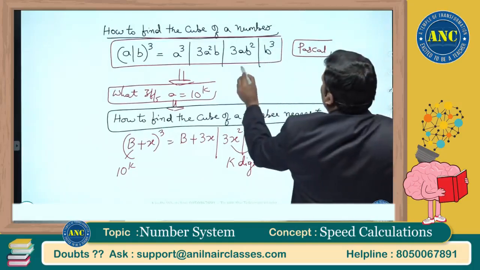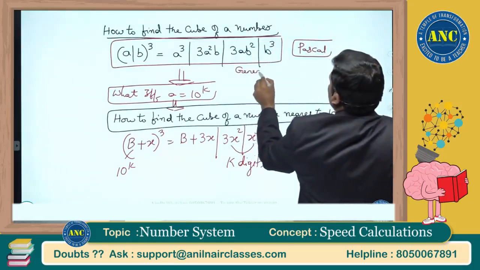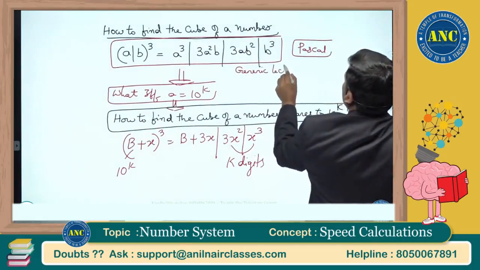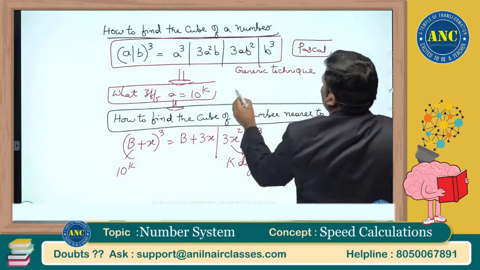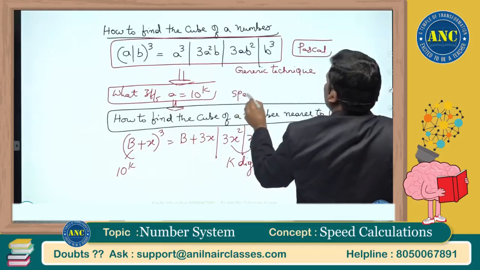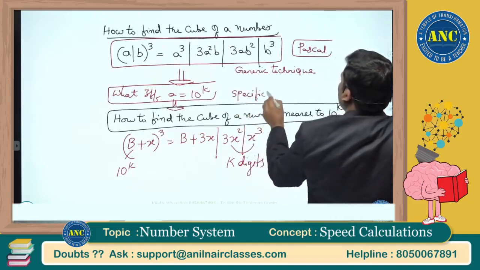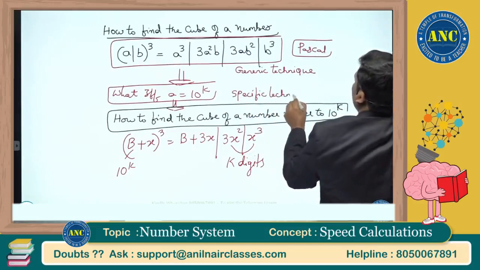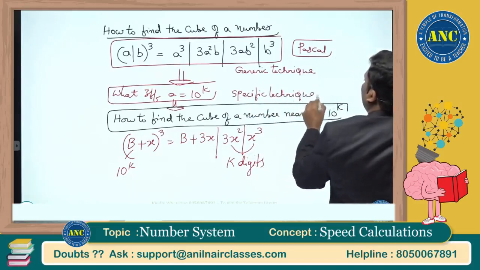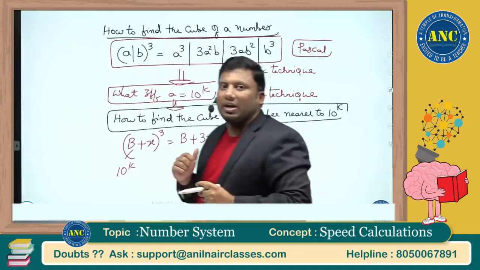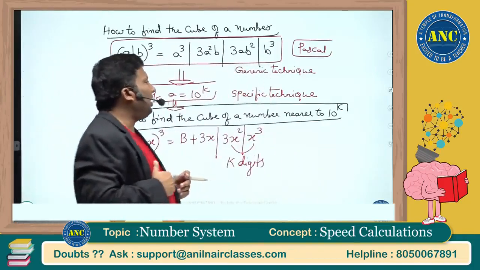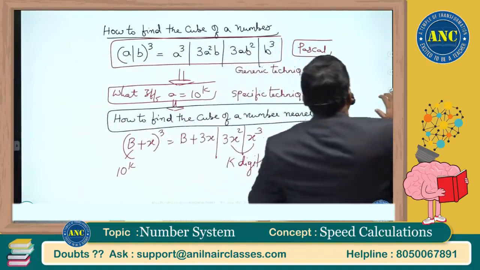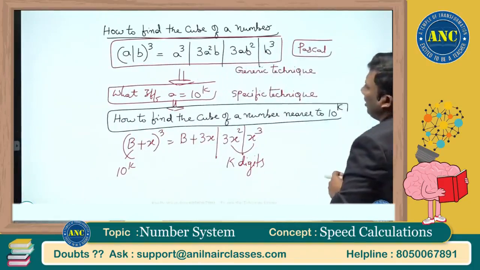This is a generic technique. The second one is a specific technique, used to find the cube of a number nearer to 10 power k. Generic technique as well as optimized technique.